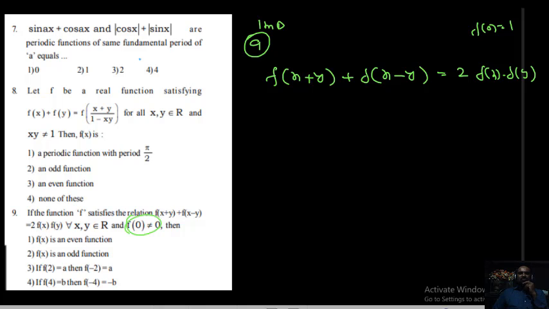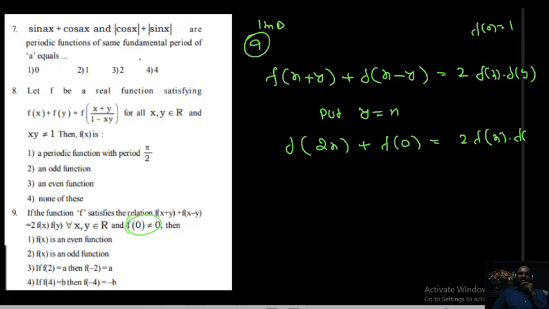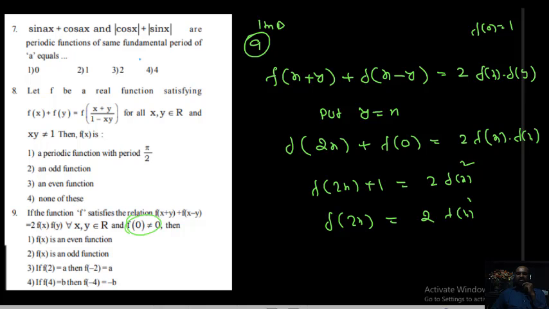Now what should I do? Put y equal to x. Now what happened? f of 2x plus f of 0 equals 2 into f of x into f of x. f of 0 is already 1, so 1 equals 2 times f of x square, or f of 2x is equal to 2 into f of x square minus 1. Observe.